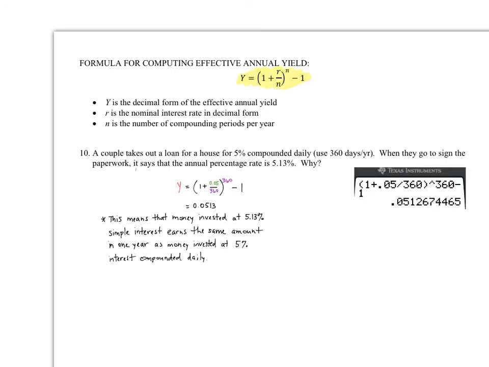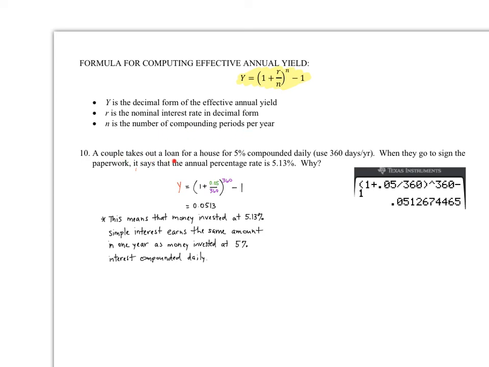Finally, that leads us to our last formula for this section, which is the effective annual yield. So Y is equal to 1 plus R over N, to the N, minus 1. So Y is the decimal form of the effective annual yield. R is the nominal interest rate in decimal form. N is the number of compounding periods per year.